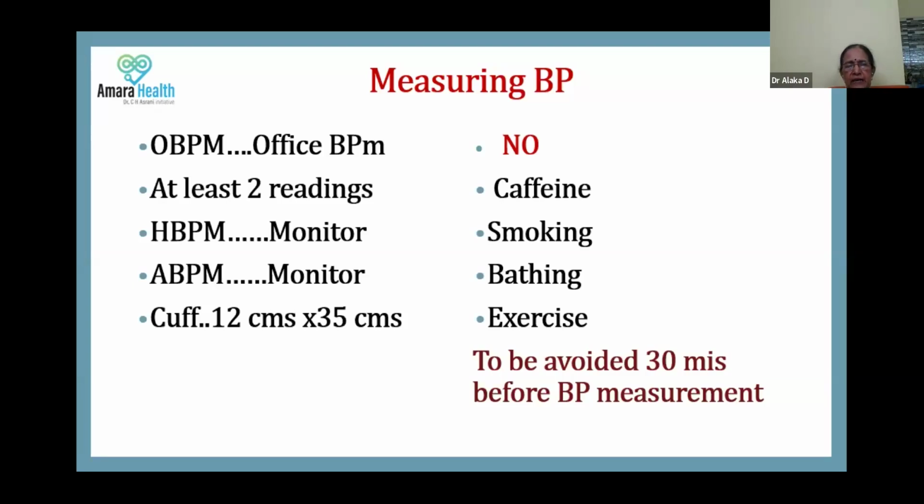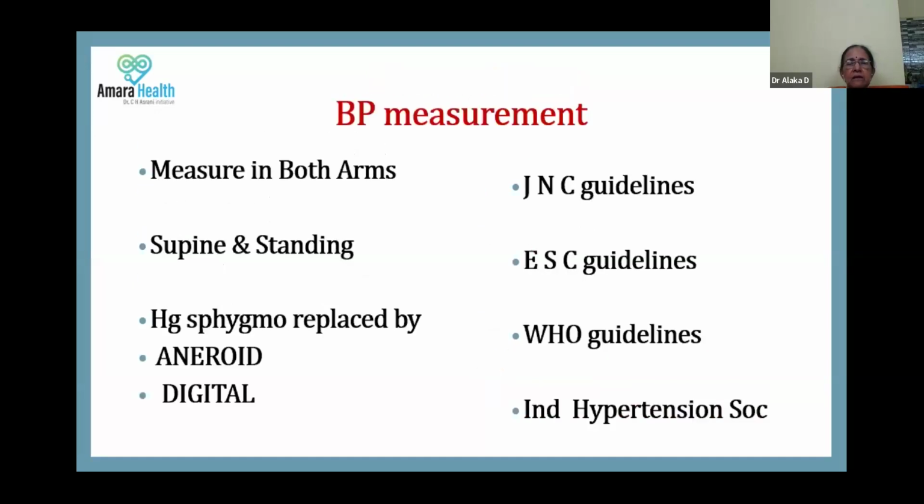So therefore, we have to take the office blood pressure measurement properly. Now, what is important is that before taking the measurement, either in the office or at home, these things are to be avoided: caffeine, smoking, bathing. Bathing is also a good exercise. No exercise. All this should be avoided for at least 30 minutes before taking the BP, because these are all known to increase the blood pressure. As a doctor, when we take the BP measurement, we should measure it in both arms. We should measure it in supine and standing position.